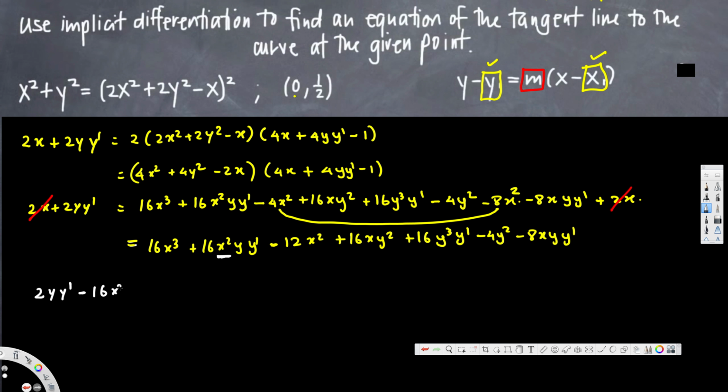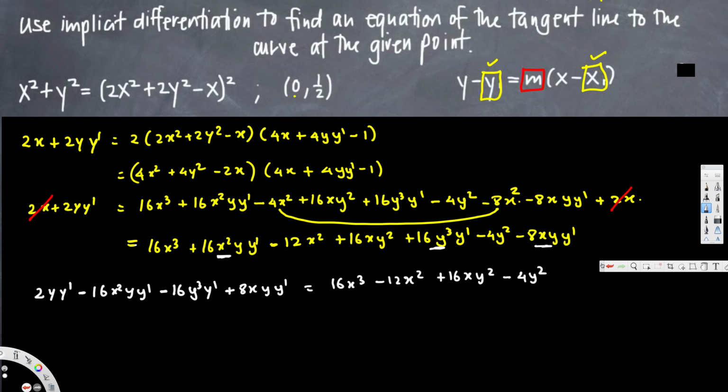That's going to be 16x squared y prime, and we have this term that contains y prime, so that's going to be negative 16y cubed y prime, and also we have this term containing y prime, so this is going to be plus 8x y prime. On the other side of the equation we are going to keep the other things. Here we have 16x cubed, then negative 12x squared, then plus 16xy squared, and after that minus 4y squared.